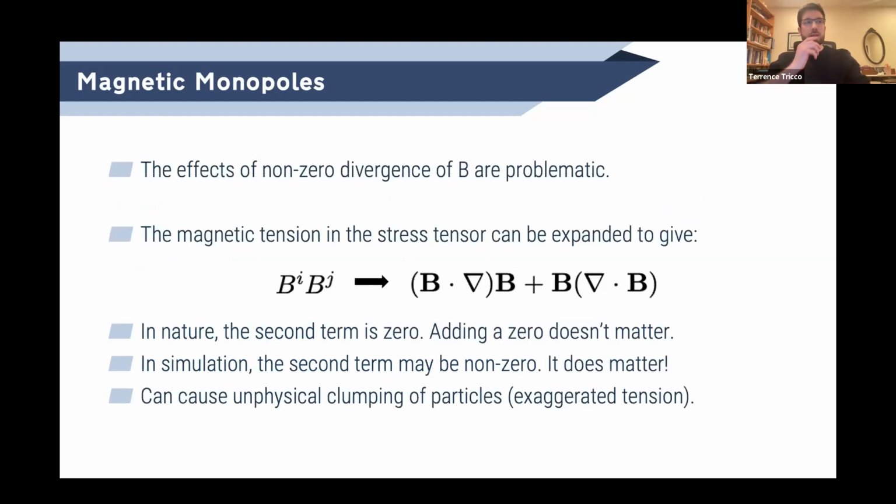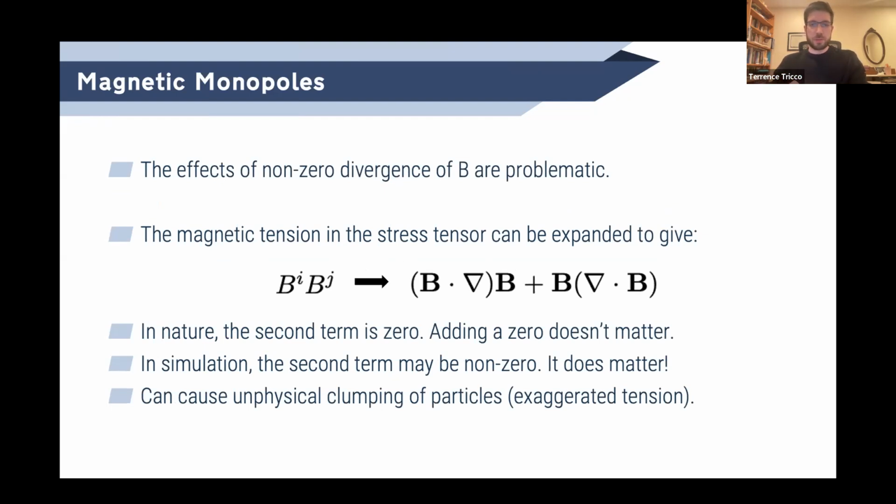And the problem is that, one, you want to have a zero divergence of B because that is physical. If you have a non-zero divergence of B, that means you have an unphysical field. And if it's a really large non-zero divergence of B, then that means you have a really unphysical field, and that just feels bad and might cause problems in terms of the solution you obtain.